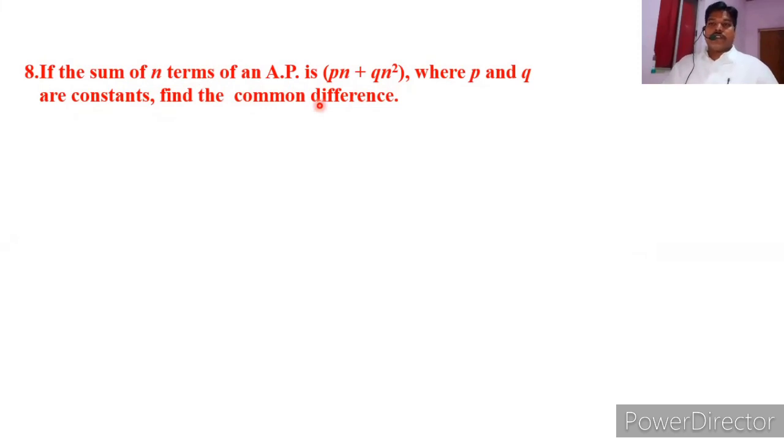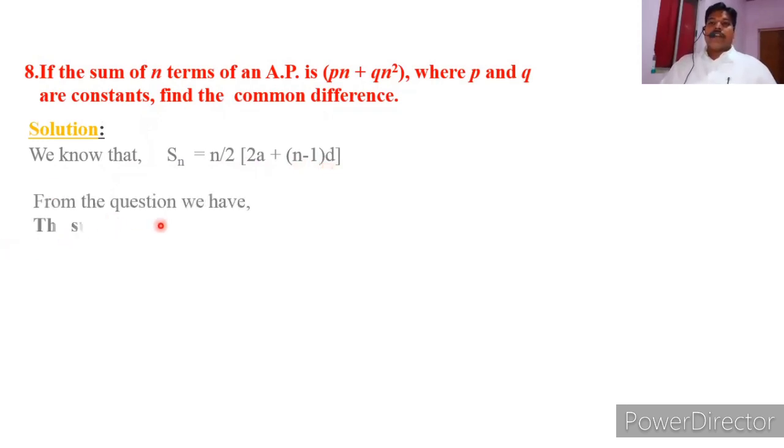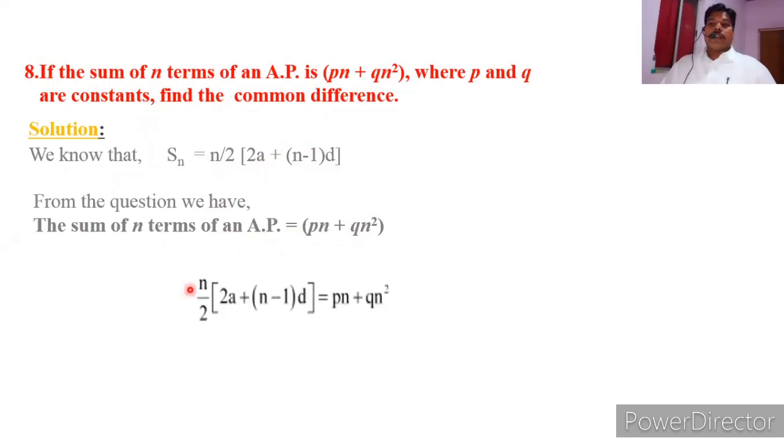See what the solution of this question is. First, what is given? We know that Sn is nothing but the sum of n terms, n by 2 into 2a plus n minus 1 into d. But in the question, the sum of n terms of an arithmetic progression is given as Pn plus Qn square. Equate these two, and you will get n by 2 into 2a plus n minus 1 into d is equal to Pn plus Qn square.